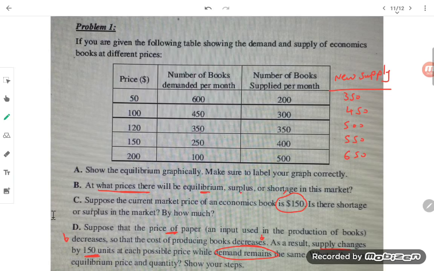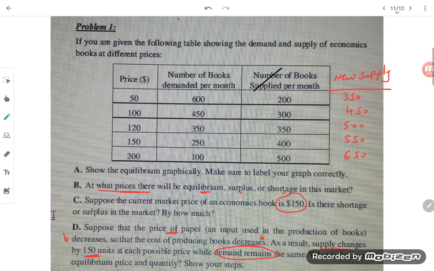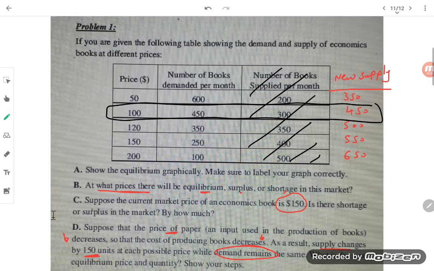As we said, equilibrium is the point at which QD equals QS. So now we have to neglect the old supply curve and compare quantity demanded and the new quantity supplied. 600 and 350, 450 and 450. So they are equivalent to each other. So this is the new equilibrium quantity. The new equilibrium quantity is 450 and the new equilibrium price is 100.